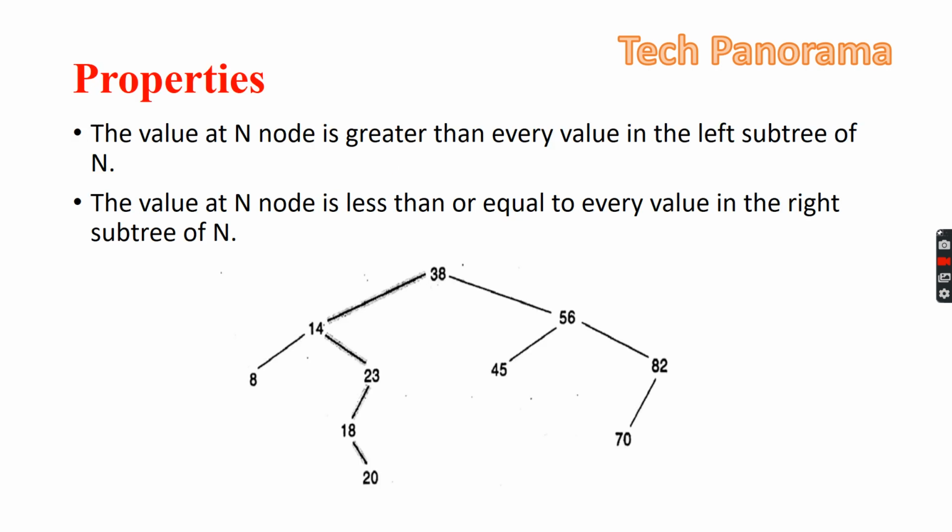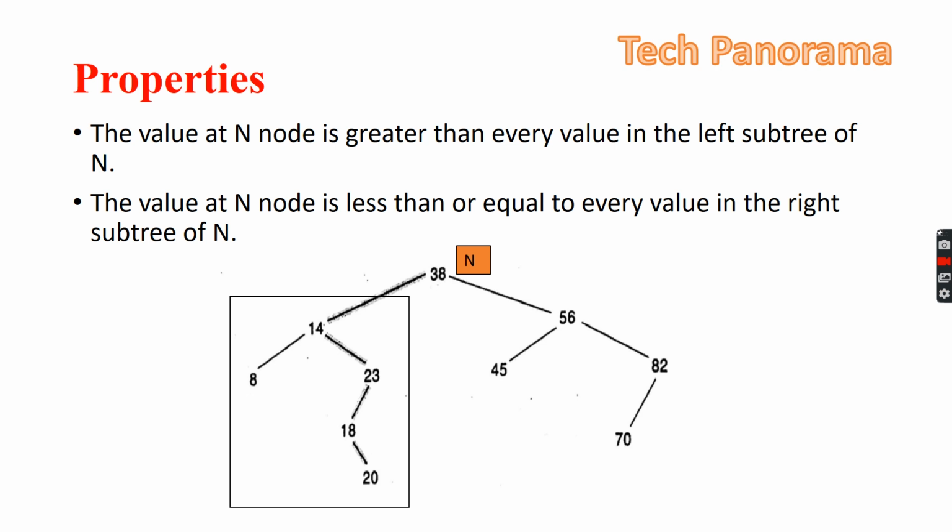The binary search tree has two properties. First, the value at the nth node is greater than every value in its left subtree. For example, 38 is our nth node. Its left part will be less than the nth node, or we can say that 38 is greater than all the values of its left subtree.